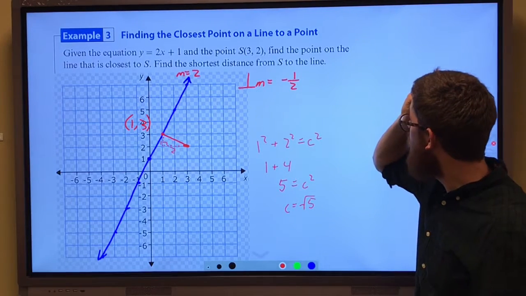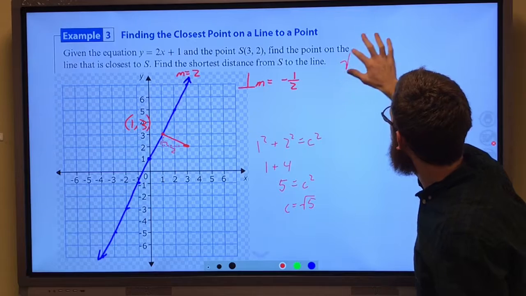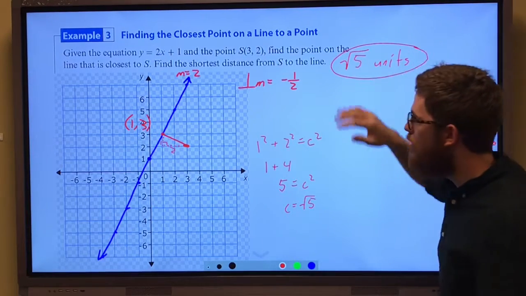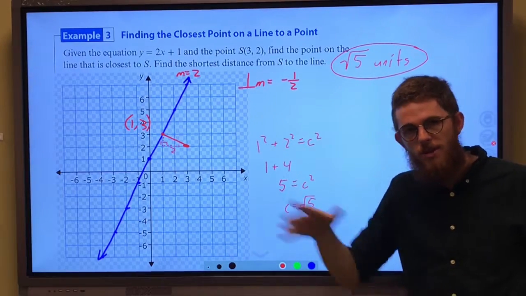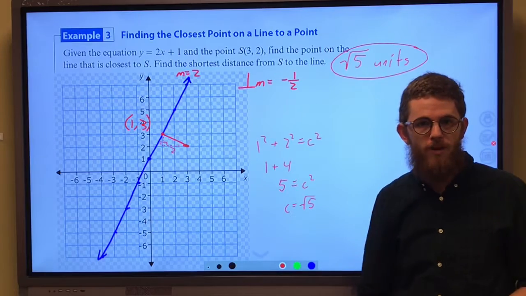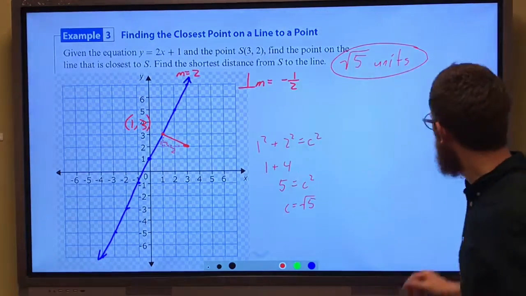The distance from S to the line would be the square root of 5 units. That point is at (1, 3) that I'm going to be intersecting that line at. That is the closest point, and that closest point is the square root of 5 units away.